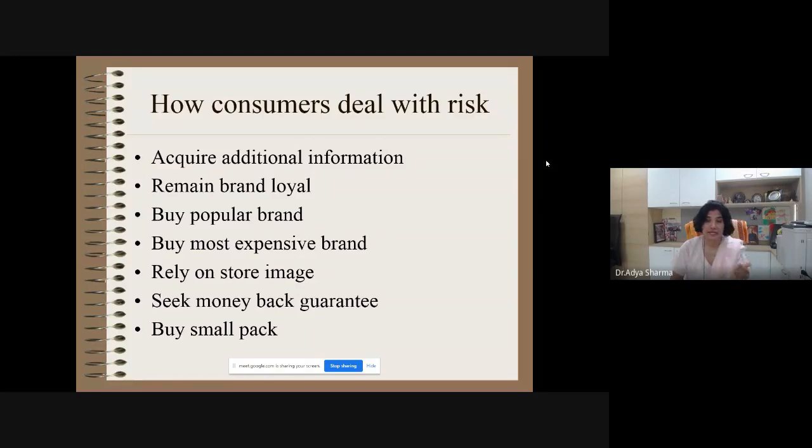Again, as I said, these risks may or may not exist in reality. But if a consumer thinks that these risks are there, then they are there. And for all of us, whenever we are buying a product, brand, or service, somewhere we all have that perceived risk. The degree of the perceived risk may vary. For something, my perceived risk may be very high. On the other hand, when I'm buying a glucose biscuit, my perceived risk may be negligible, but it still exists.